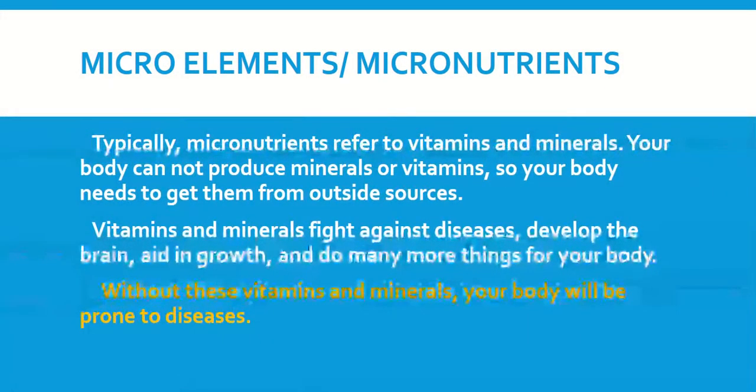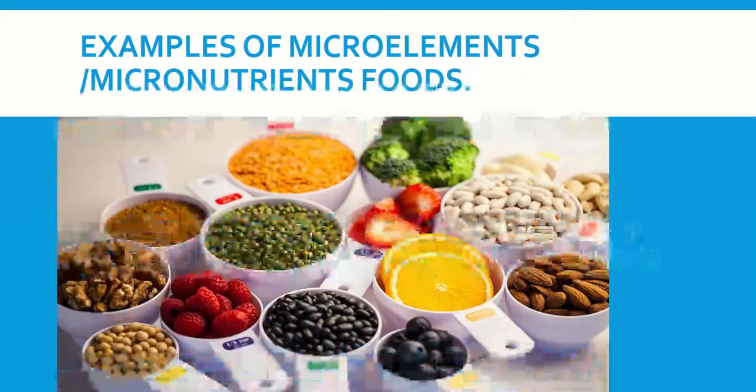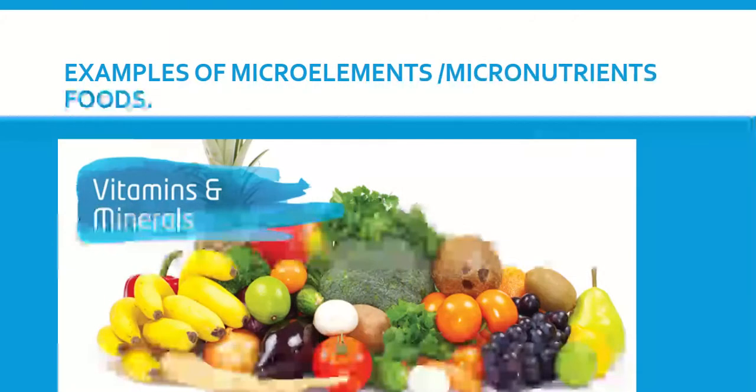Microelements or micronutrients are referred to as vitamins and minerals. Your body cannot produce minerals or vitamins, so your body needs to get them from outside sources. Vitamins and minerals fight against diseases, develop the brain, aid in growth, and do many more things for your body. Without these vitamins and minerals, your body will be prone to diseases. These are examples of microelements or micronutrient foods, as you can see on the screen.